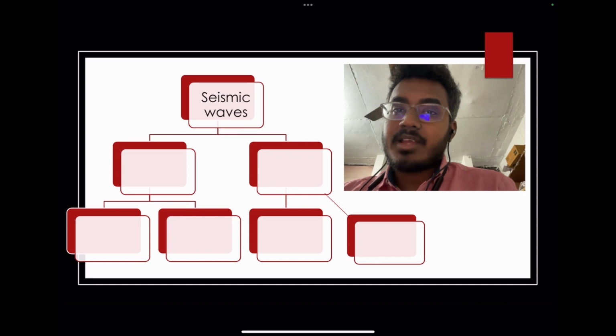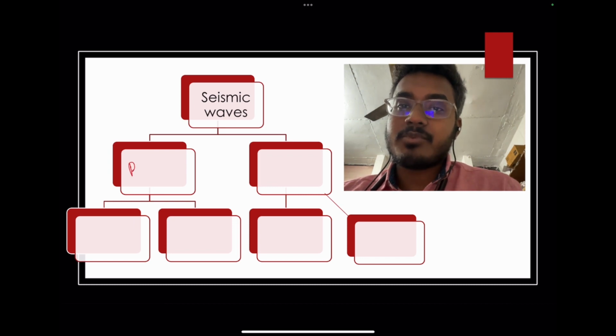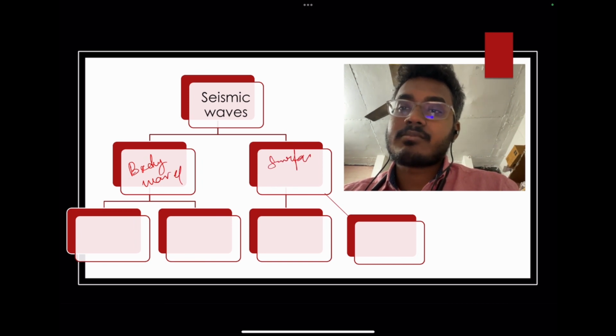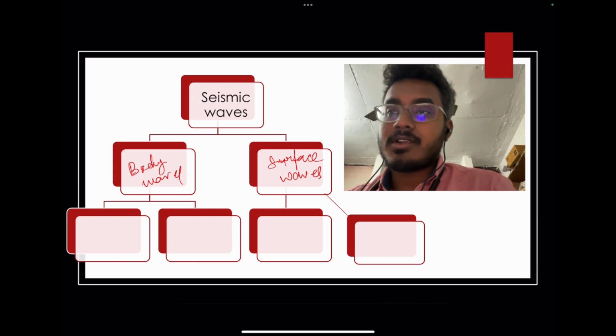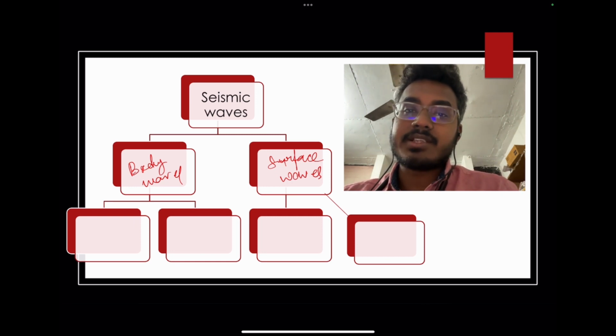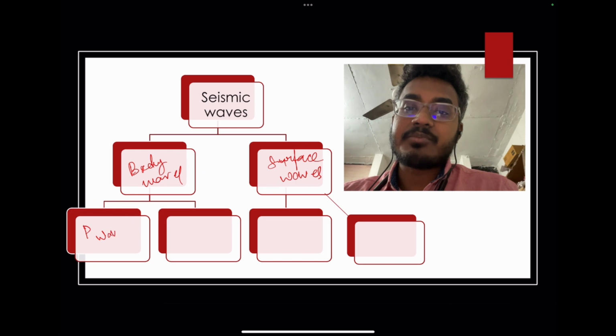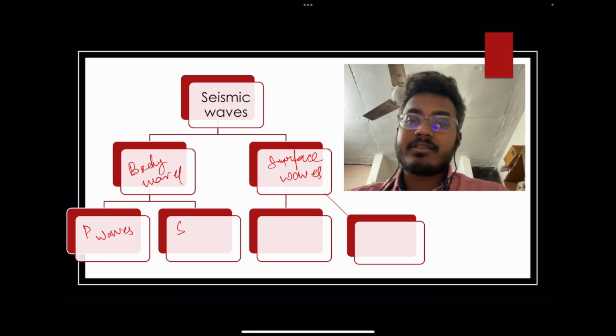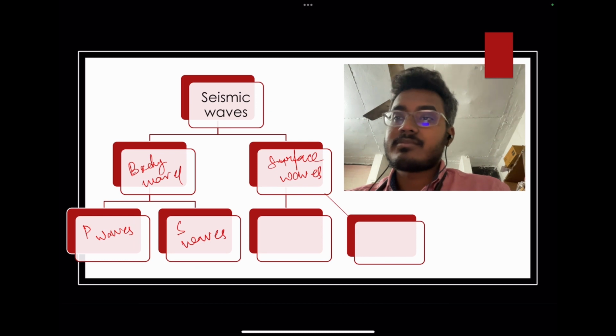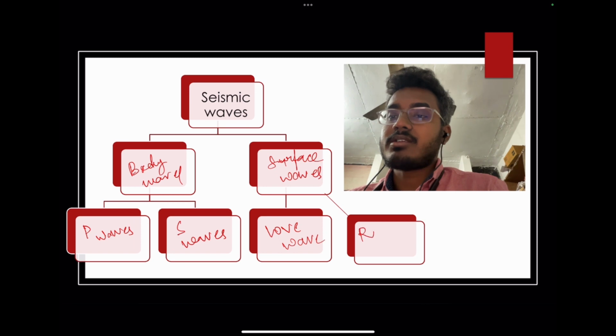Seismic waves are classified into two types: body waves and surface waves. Body waves are called so because they travel through the body of the earth, whereas surface waves can be found only on the surface of the earth. Body waves are further classified into primary waves or P waves and secondary or S waves. Surface waves are classified into love wave and Rayleigh wave.